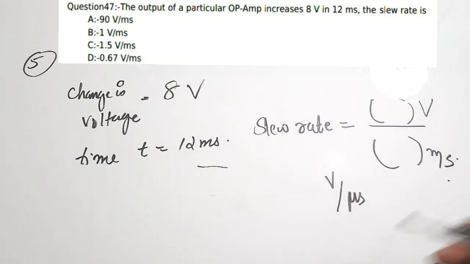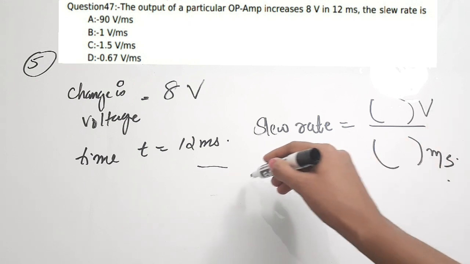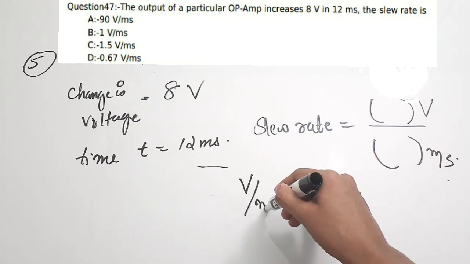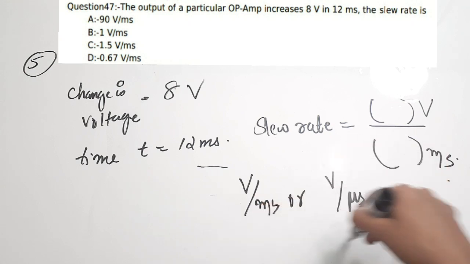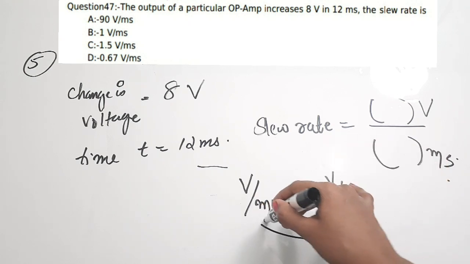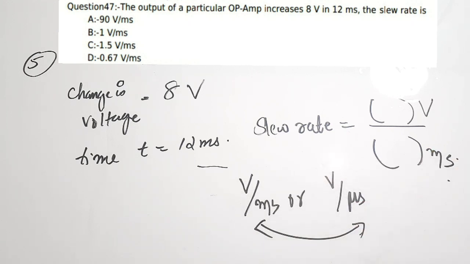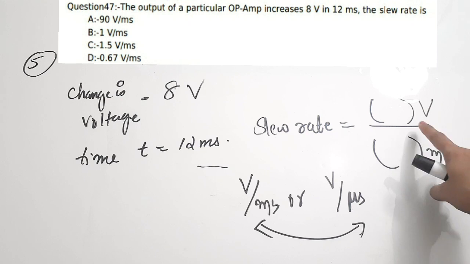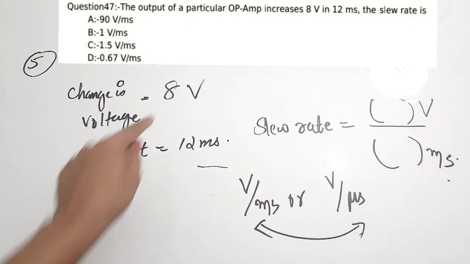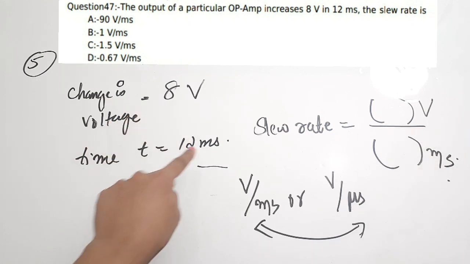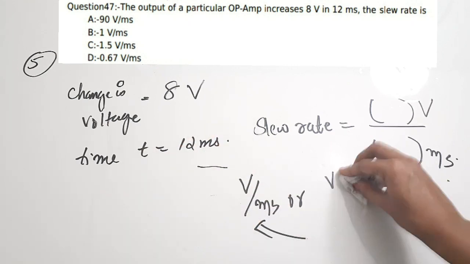I am talking about the slew rate's unit. The slew rate unit will be either volt per millisecond, or if you search about the slew rate, you can see that the unit can be volt per millisecond or volt per microsecond. That is how much change in voltage is happening in this many milliseconds or microseconds. Here it is volt per millisecond, so you can directly take these two values. Otherwise, you have to convert milliseconds to microseconds.